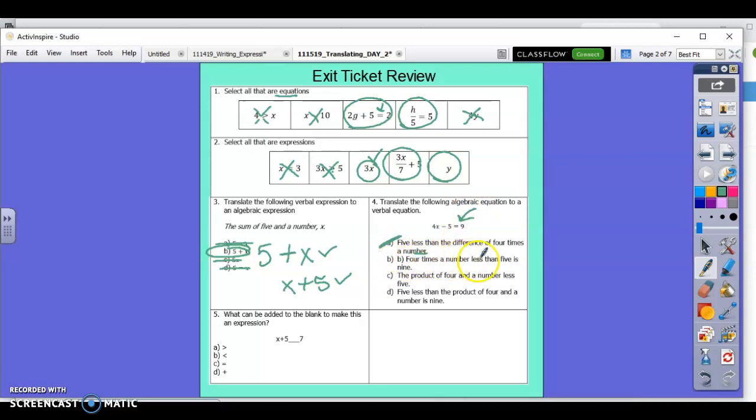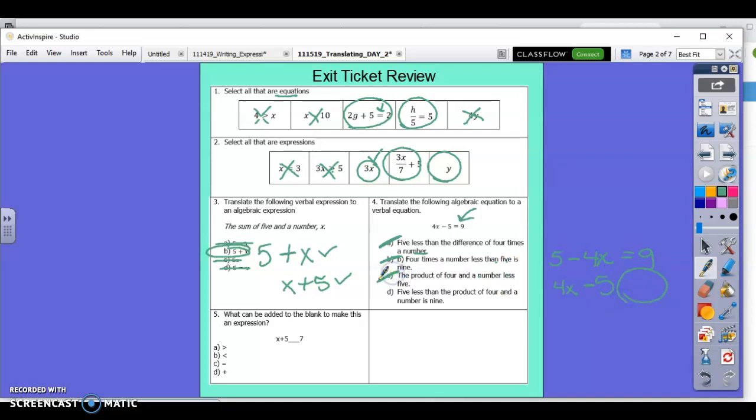B, 4 times a number less than. So that means this would come second. 4 times a number less than 5. So that would be written as 5, and we would take this away from it, is 9. So this is backwards. The product of 4 and a number. Okay, so the product of 4 and a number means 4 times x. Less 5 would mean we take away 5, but what's it missing? It doesn't have is 9.